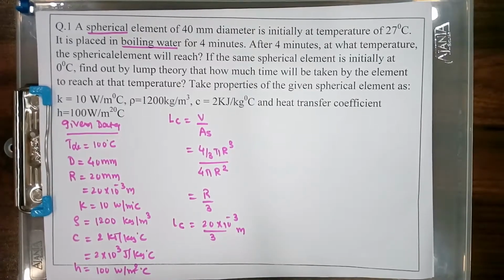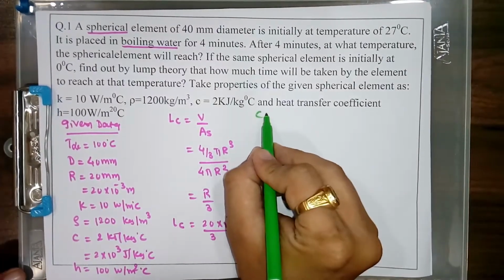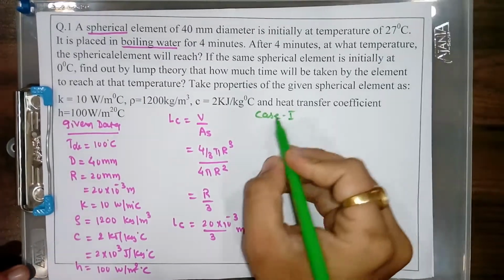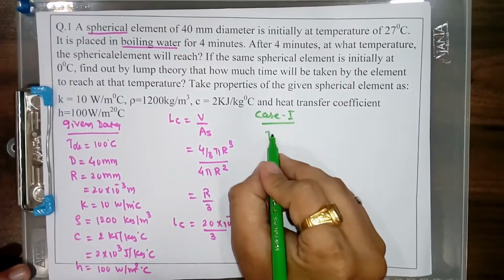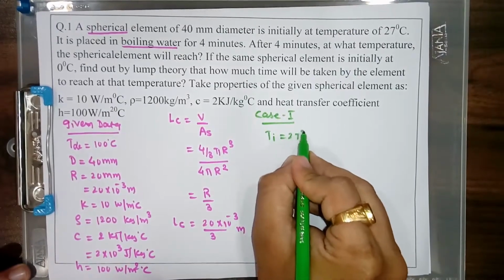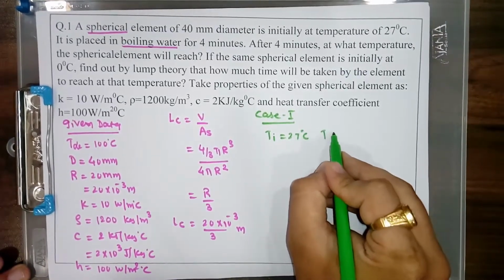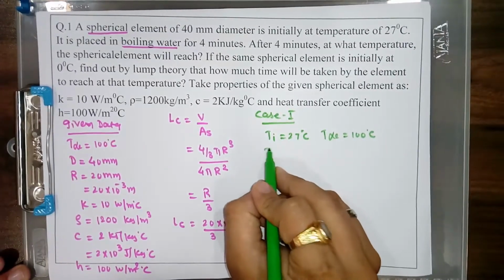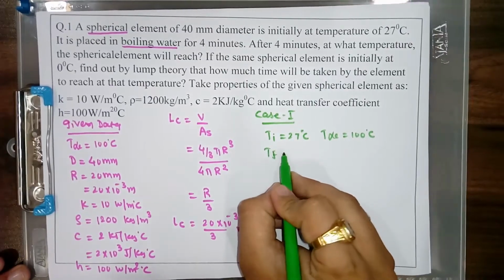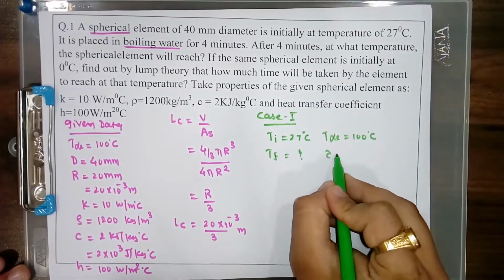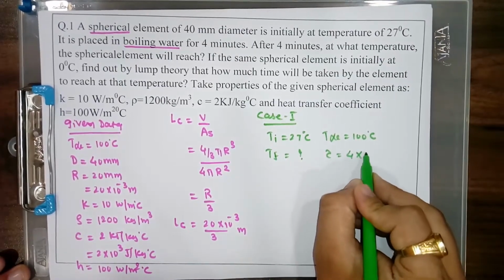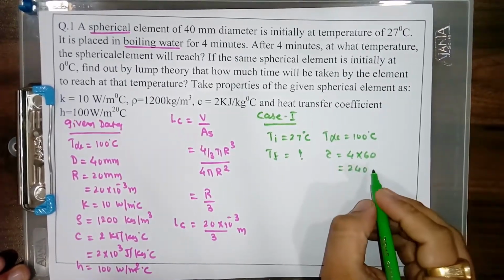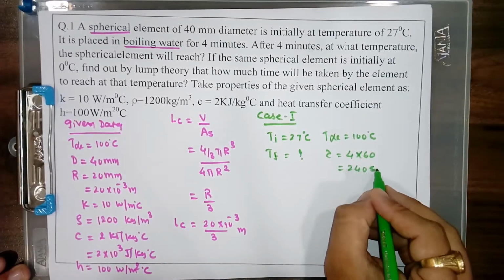Now we go to analyze case 1 and case 2. So first we analyze case 1. It is given that the spherical element is initially at a temperature of 27 degrees centigrade, put in the bulk fluid temperature of 100 degrees centigrade, and we need to calculate the final temperature, and the time is given, that is 4 minutes. So we need to multiply it with 60, which gives you 240 seconds.